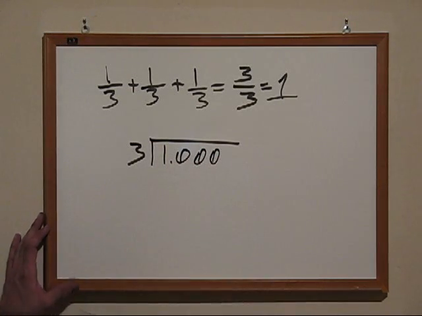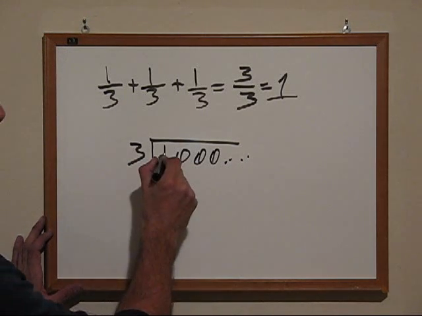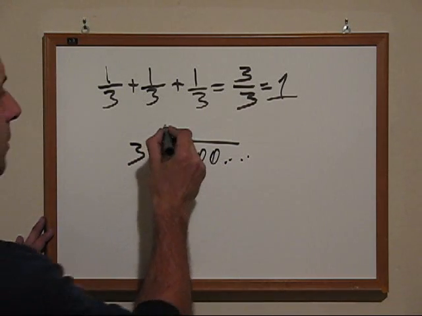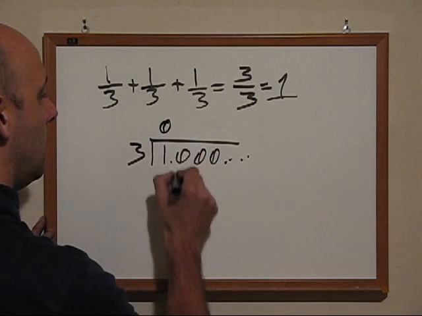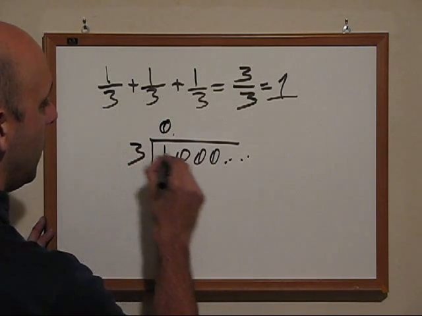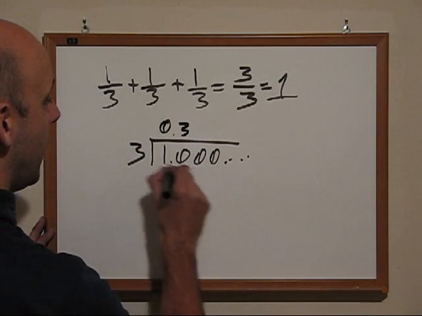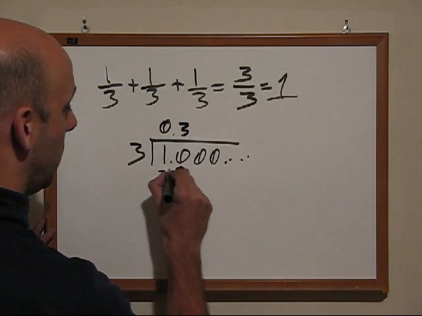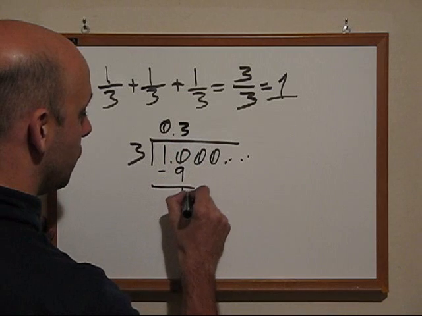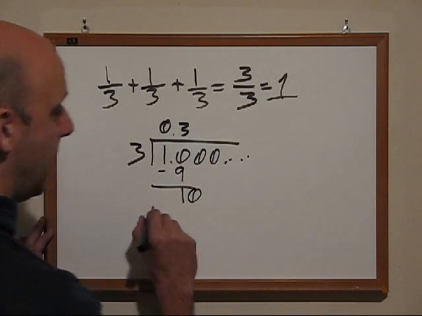We'll need those zeros there, and these go on out. 3 goes into 1 zero times, since it's greater than 1. We bring the decimal point up. Now 3 goes into 10 3 times. 3 times 3 equals 9. 10 minus 9 equals 1. We bring the zero down.